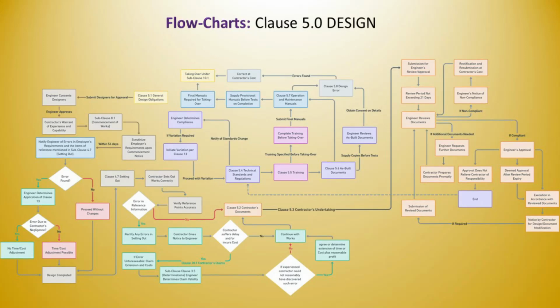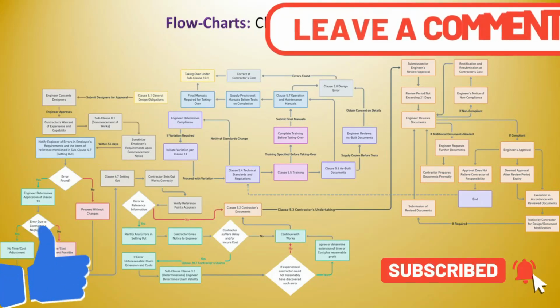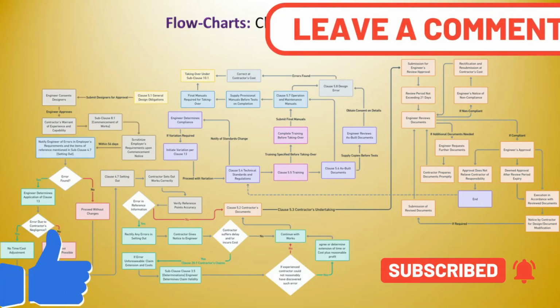This flowchart is a complete overview of Clause 5, Design. Based on the previous explanation of each clause, I am sure you all can understand the sequence of the activities and which clause comes into action. But I want to explain the nature of interconnectedness of Clause 5.1, General Design Obligations, and Clause 4.7, Setting Out. Here's how they are connected.